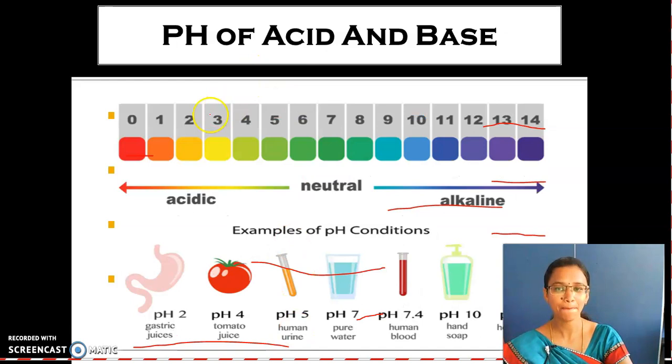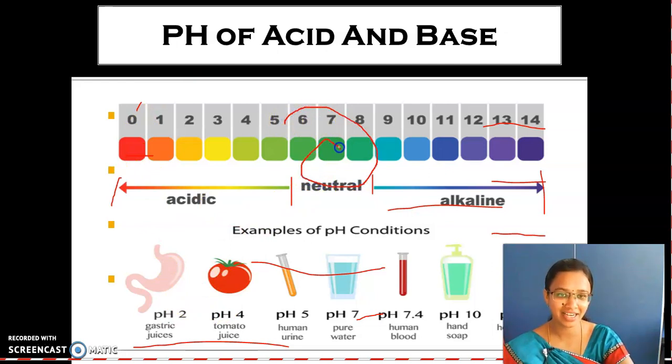Look here, so you have a pH scale from 0 to 14, yes or no? If the value is from 0 to 7, it is acidic. If it is from 7 to 14, it is basic. If it is exactly 7, it is neutral.